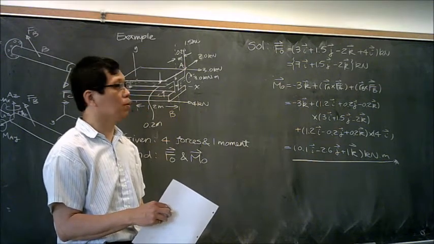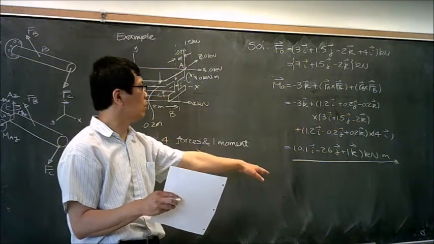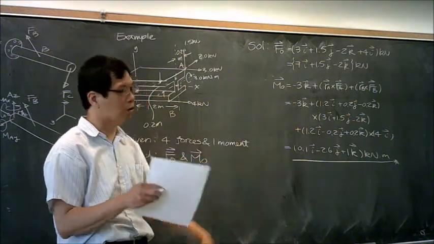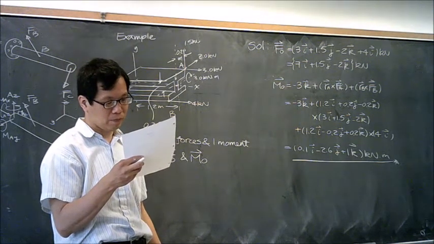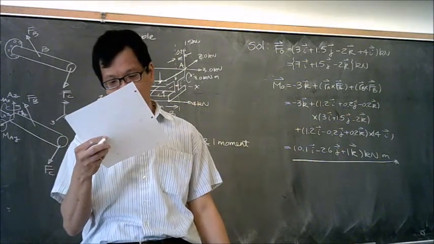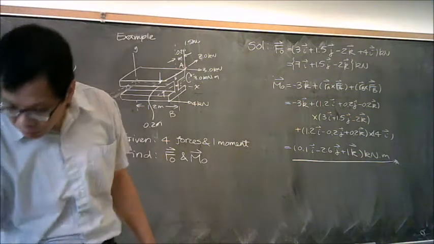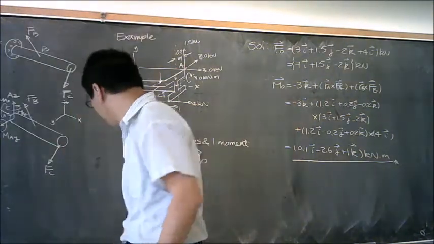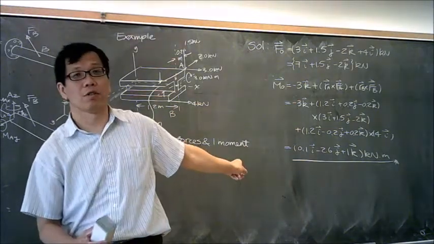For chapter 3 and chapter 4, there's something we're going to talk about. Now, this is chapter 4, the beginning part of chapter 4. The next problem that we're going to talk about is the equilibrium problem. It means that when we draw the free body diagram, we need to be careful. Any question?